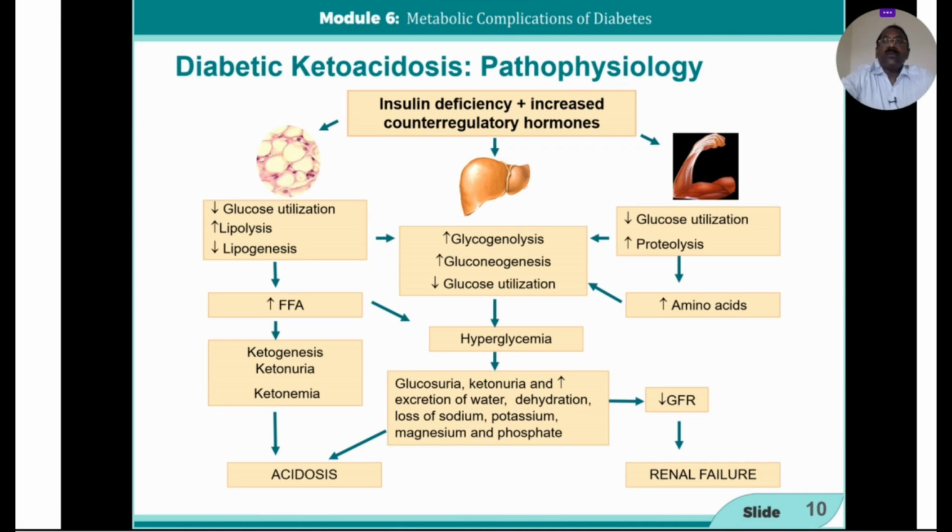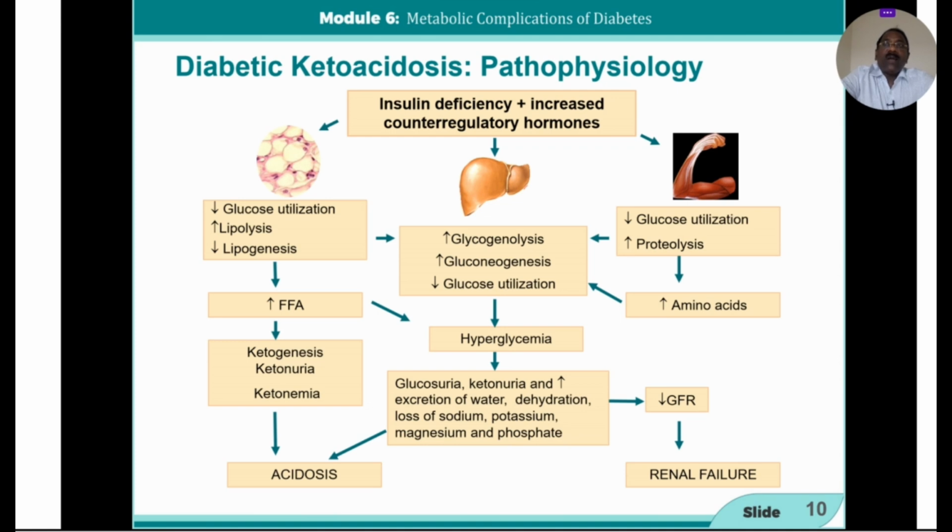And there will be decreased glucose utilization because of the absence of insulin. Insulin promotes glucose entry into the liver, into the muscle, and into the adipose tissue. So by these three ways, you will have more and more hyperglycemia as far as the liver is concerned.